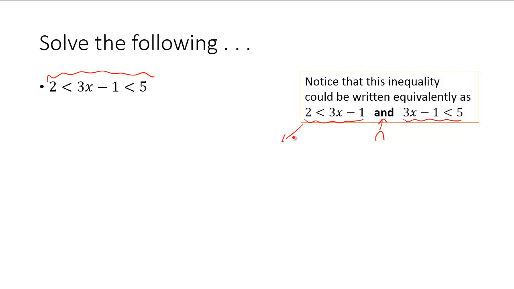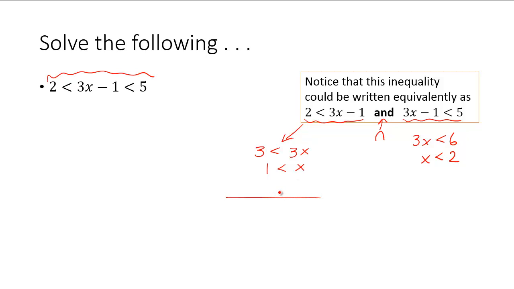Let's solve the following. If you solve this side for x, you'll add 1 to both sides, leaving you with 3 less than 3x. Divide by 3, you get x greater than 1. On this side, you'll add 1. You'll have 3x less than 6. Divide by 3, x less than 2.